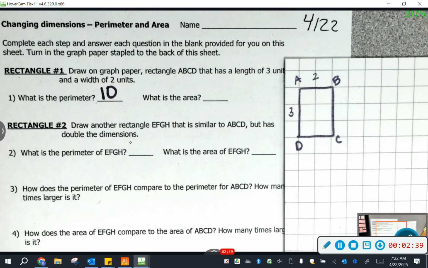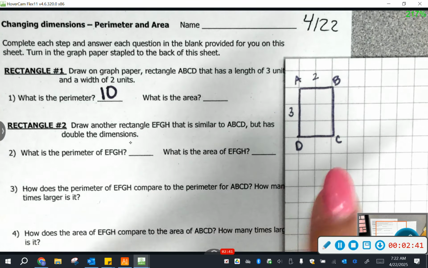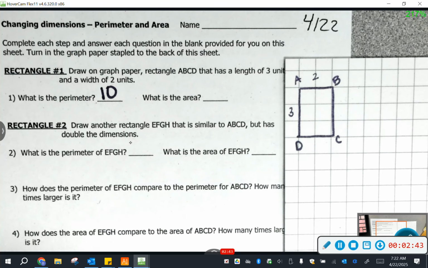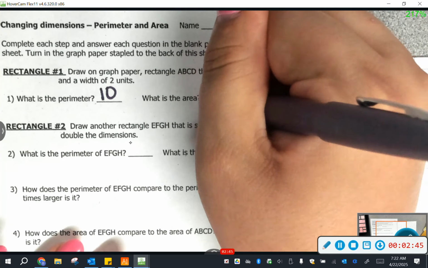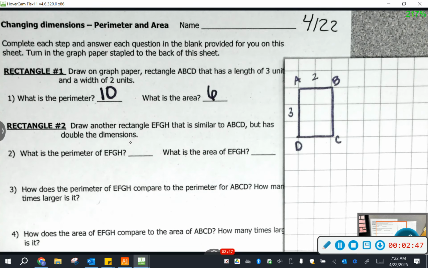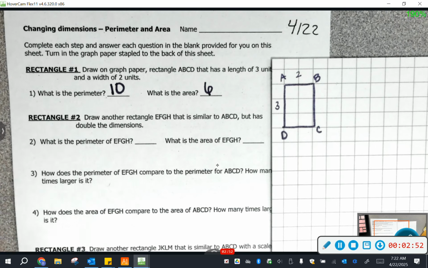What about the area? How do I find the area here? How many boxes are inside? 6. And couldn't you just do 3 times 2? Do y'all agree with that? Okay. Now I'm going to do rectangle 2.